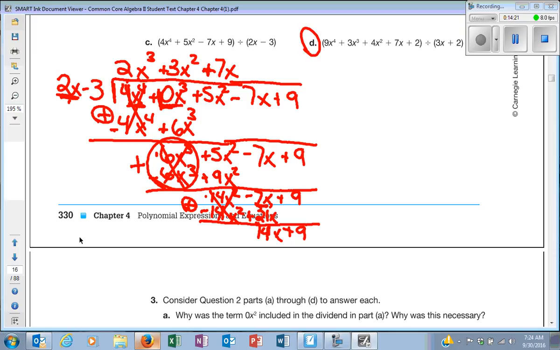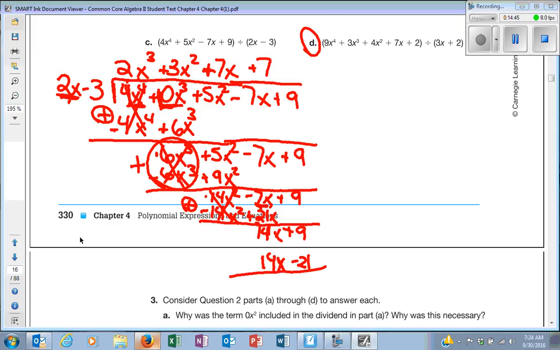I need to make this 14x. I need to make 2x become that. What do I need? And when I multiply that, I get 2x. This is going to become a 14x. And 7 times that becomes a negative 21.